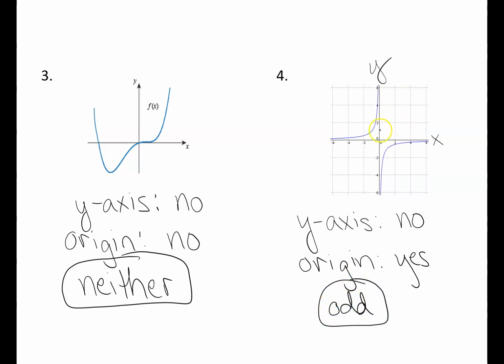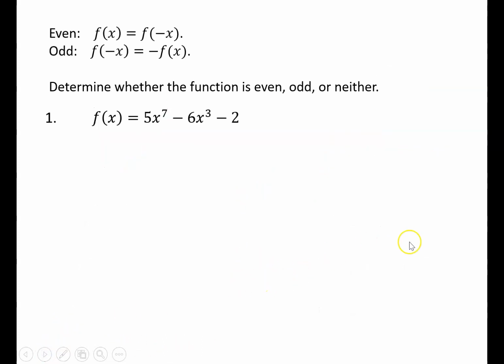Now, we didn't have a point in our first quadrant, but you can do the same thing with the second and fourth. So if you have a point here and you go through the origin, if it has a symmetric point in the second and fourth quadrant, yes, it has origin symmetry. So that's how you determine if a graph is even or odd.